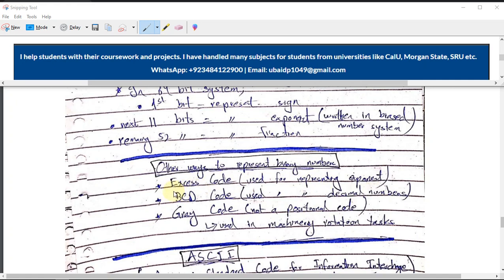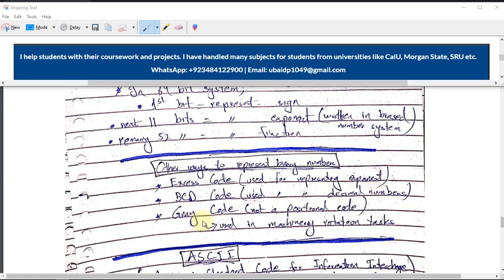Let's see that now. Excess code is used to represent the exponent. So the 11 bits, or 8 bits in the 32-bit format, will be represented using this system. We will not go into details, but these are there just to let you know, right? And the BCD code is used to represent decimal numbers. When we are dealing with numbers from 0 to 9, we use that, just like in digital clocks, we use this BCD code.